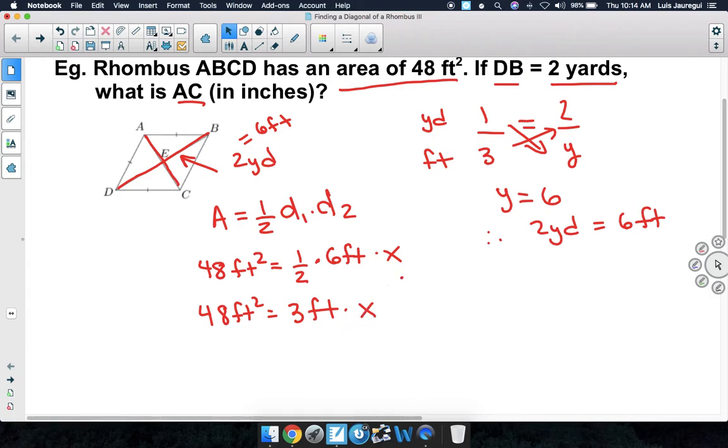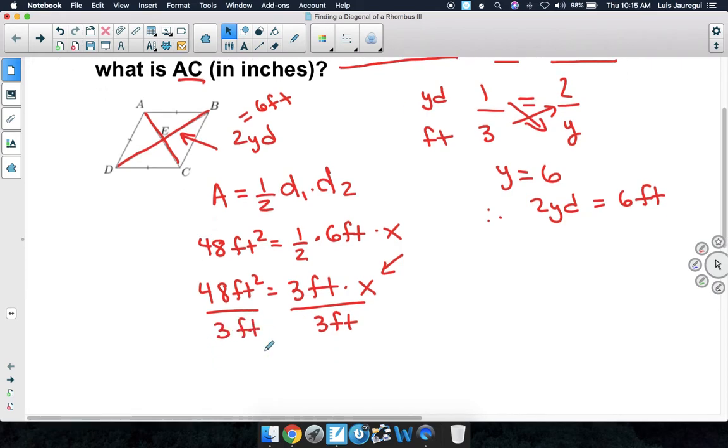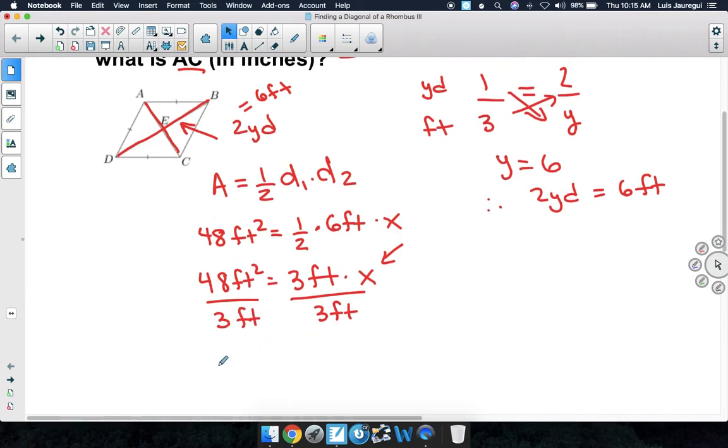And remember that our goal is to get the x by itself for now. So let's go ahead and divide by 3 feet on both sides of the equation. Now notice that 48 divided by 3 becomes 16. Feet squared divided by feet is simply feet. And that is equal to 3 feet divided by 3 feet, which is 1. And 1 times x is simply x. So we have the length of that diagonal as 16 feet.